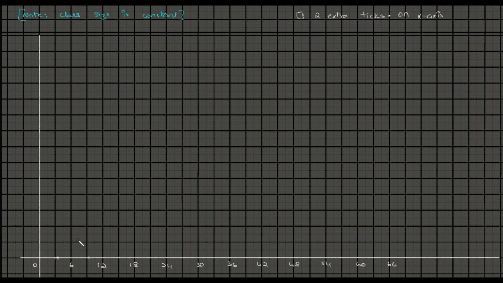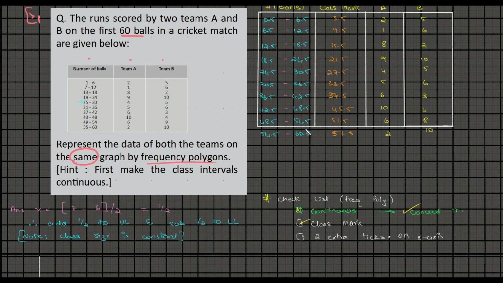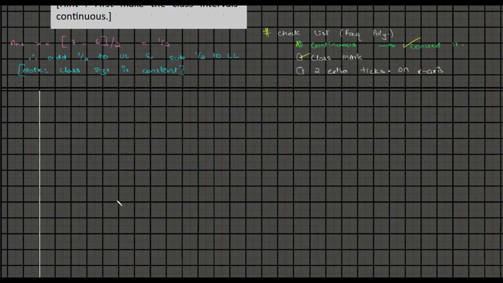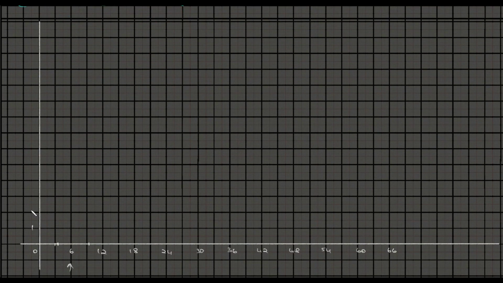So we'll begin. Oh yeah, we need to figure out the y-axis also. Here the maximum is 10 and minimum is 1. So we'll go with 0, 1, 2, 3, 4, 5, 6, 7, 8, 9, 10 and 11.